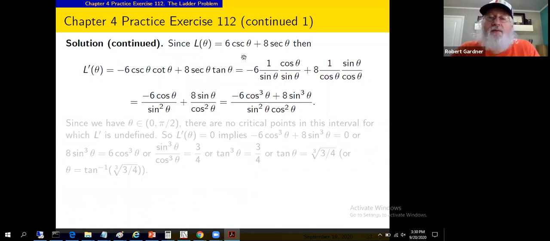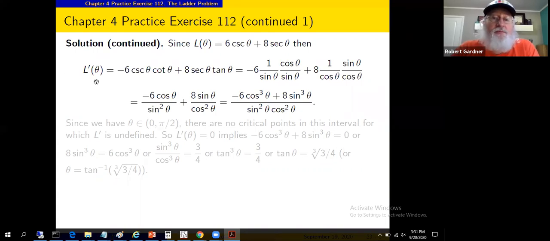Here's L of theta from the previous slide. So, piece of cake, conceptually. We'll take the derivative. We'll find the critical points. We don't have endpoints, so we'll check increasing and decreasing as relates to those critical points. Well, it sounds easy enough. The trig functions are making this one a bit complicated.